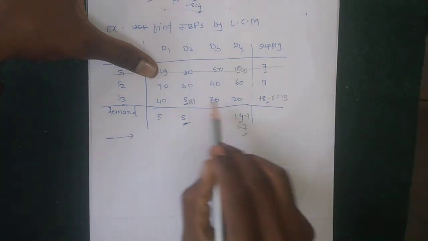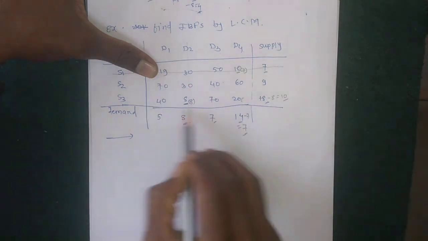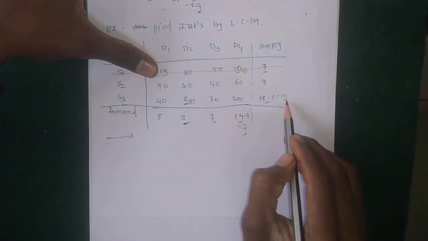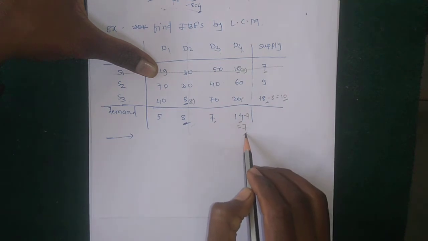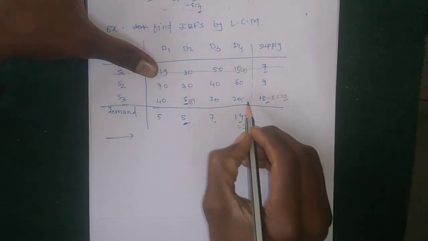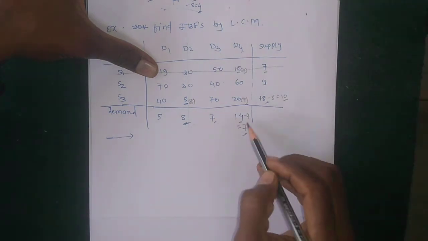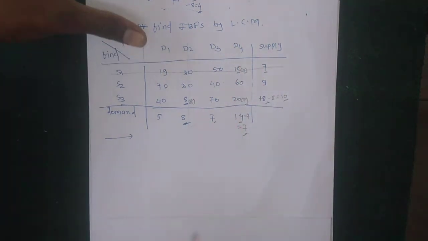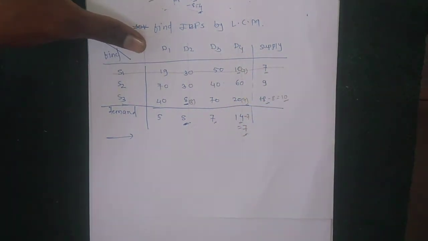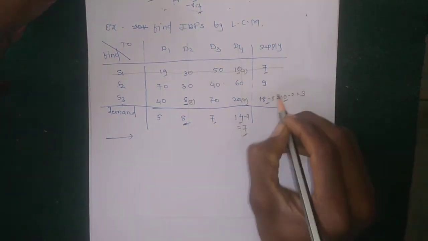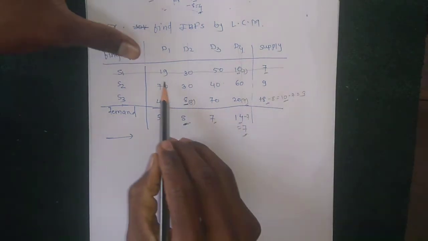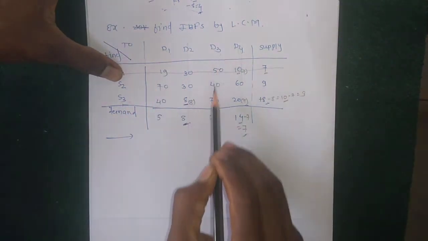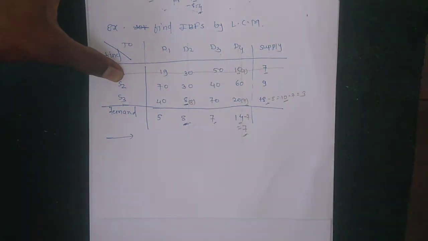For the cost in the S3 row, 20 is the minimum in all these elements, and for 20 the supply is 10 and demand is 7. So 7 is remaining, 7 is smallest, so selecting this 7 and remove this row. Okay, removing this row. Again the minimum cost is, so here 10 minus 7 is equal to 3 remaining.